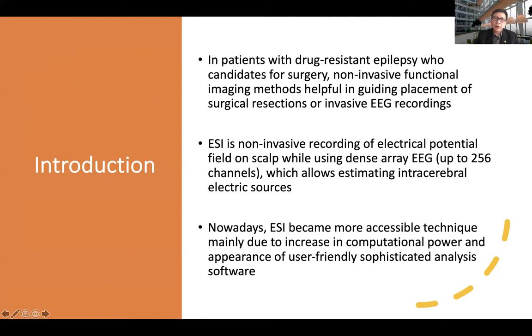EEG source imaging, or ESI, is a non-invasive recording of the electrical potential field on the skull using dense array EEG that can have up to 256 channels, which allows estimating the intracerebral electrical source. Nowadays, ESI has become a more accessible technique, mainly due to the increase in computational power and the appearance of user-friendly, sophisticated analysis software.